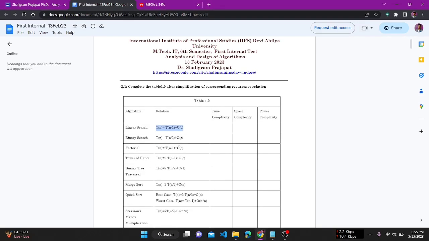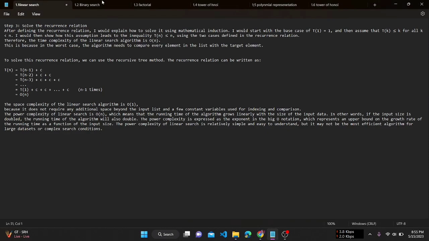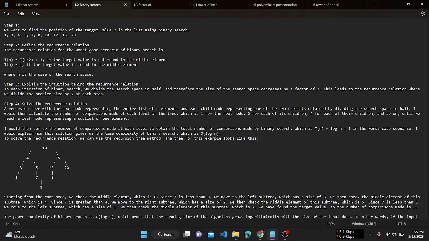Now, we are going to know the time complexity, space complexity, and power complexity of binary search with the recurrence relation. Step 1, we want to find the position of the target value 7 in the list using binary search. Step 2, define the recurrence relation. The recurrence relation for the worst case scenario of binary search is T of n equals T of n divided by 2 plus 1 if the target value is not found in the middle element. T of n is equal to 1 if the target value is found in the middle element, where n is the size of the search space.